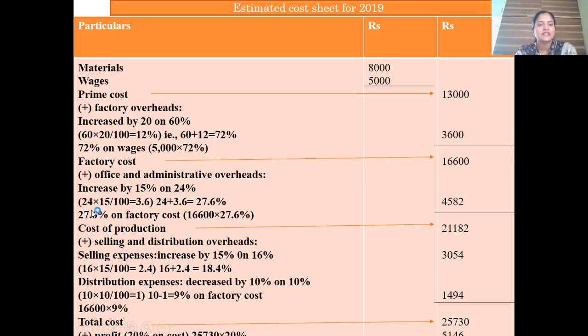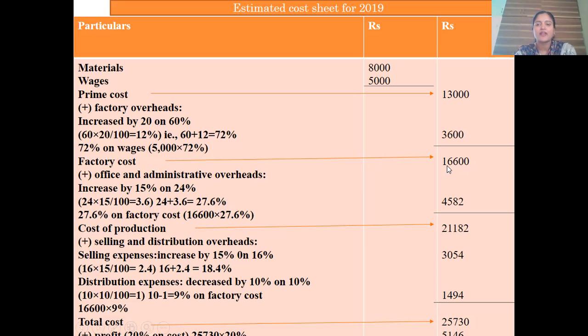So increase 15% on 24%. So 24 into 15 by 100, you are going to get 3.6%. So how much should be increased? We have to increase 24% here, and to that 24 we have to increase another 3.6. So 24 plus 3.6, we get 27.6%. Now calculate that 27.6% on factory cost.